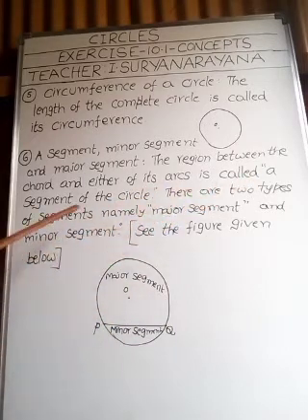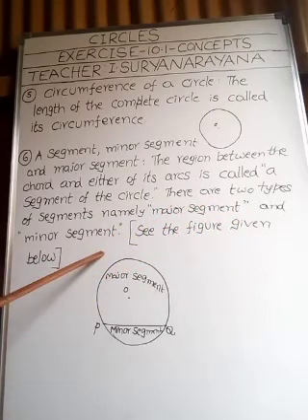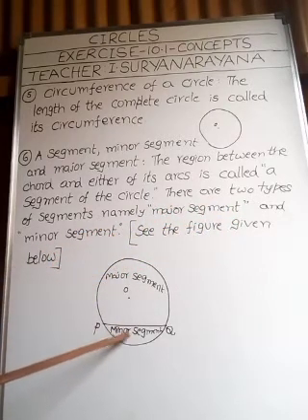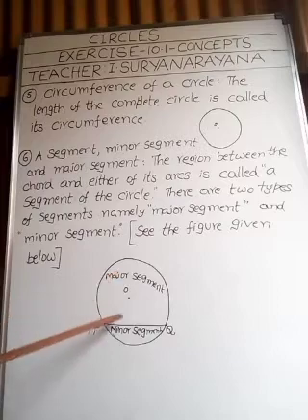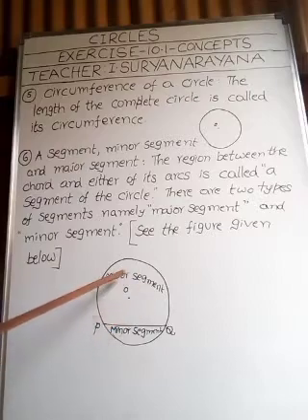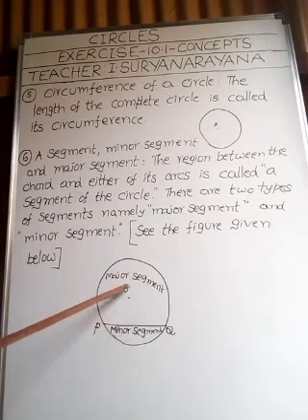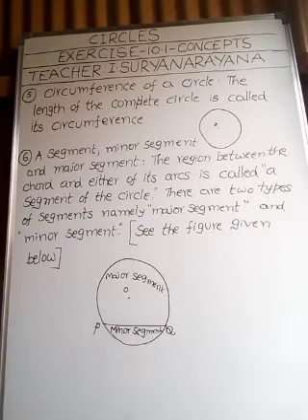There are two types of segments, namely major segment and minor segment. The smaller region of this circular region is called the minor segment, and the major region of this circular region is called the major segment. Is this point clear, my dear children?